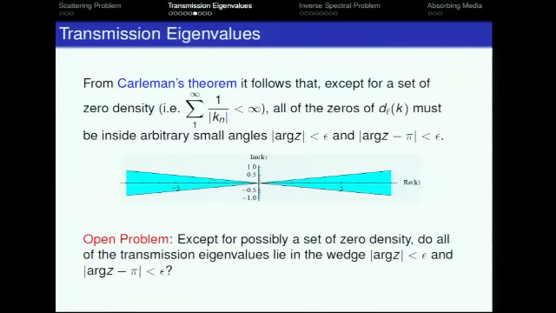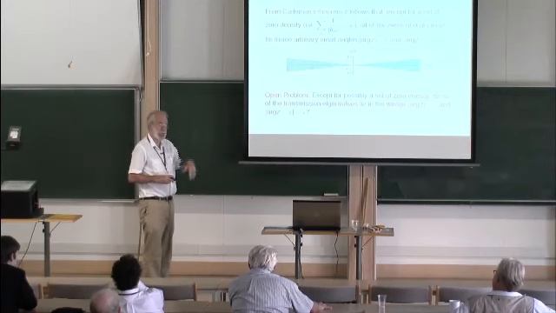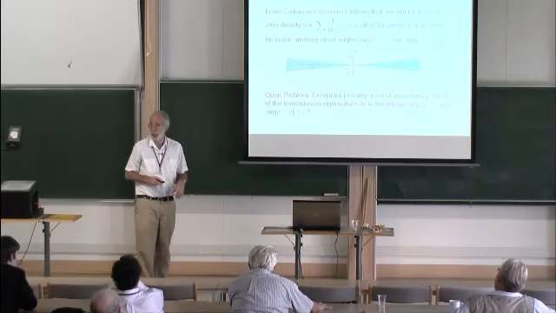There you are. You heard from the horse's mouth, and we show that all the eigenvalues lie in a parabola. So this just says for fixed L it's there. The open problem here is, can you say, except for a possibly set of zero density, do all the transmission eigenvalues lie in this wedge? For each fixed L, they do, but maybe if you add up all these L's together, of course, this may be violated by and by.